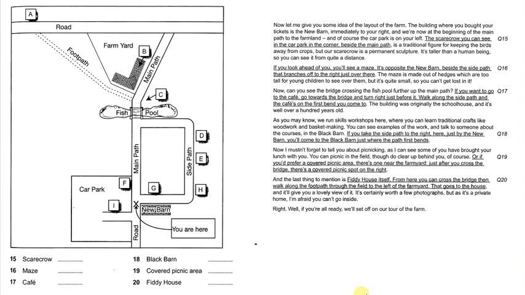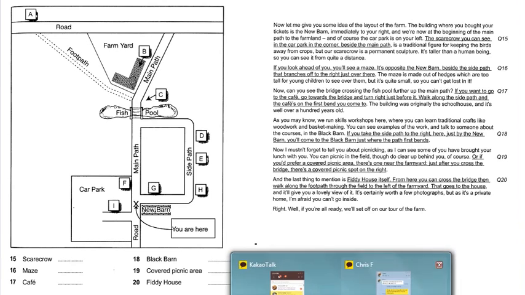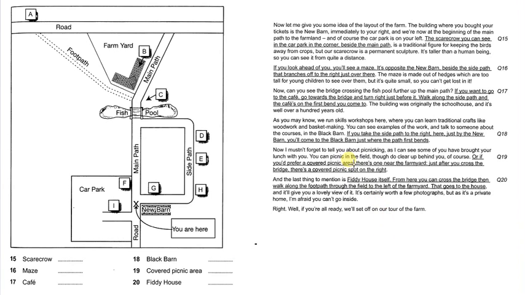All right then, now let's take a look at our script and see how well you did. Okay, so let's see, starting with the beginning. It says, the building where you bought your tickets is the new barn. That's marked on our map already. Okay, immediately to your right. And now we're at the beginning of the main path to the farmland. And of course, the car park is on your left. Okay, so now we are oriented. We're facing this way. Okay, we're walking toward the farmland.